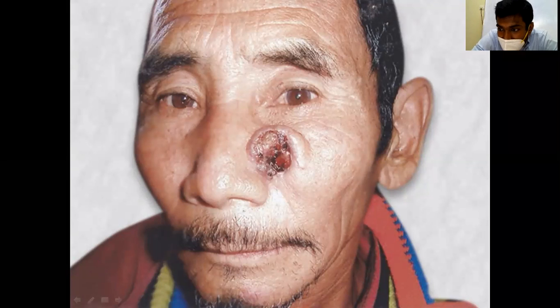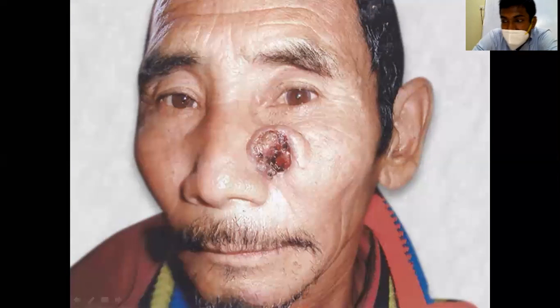Now you can offer the patient a split skin graft. It is the most commonly done thing, or you can go for distant skin flaps like musculocutaneous flaps. If it is a slightly larger defect, for smaller defects, just a split skin graft would be sufficient.